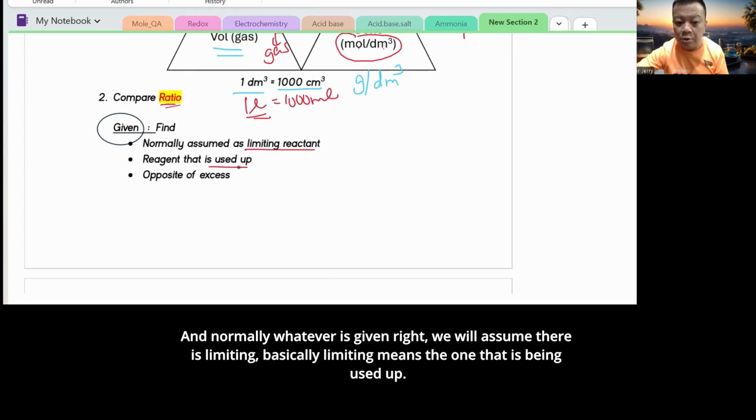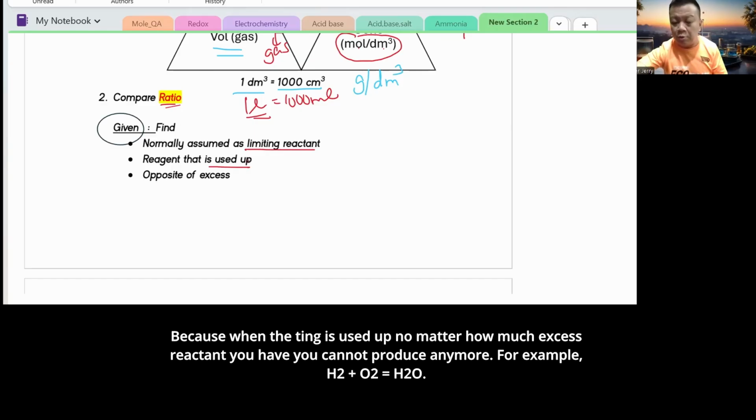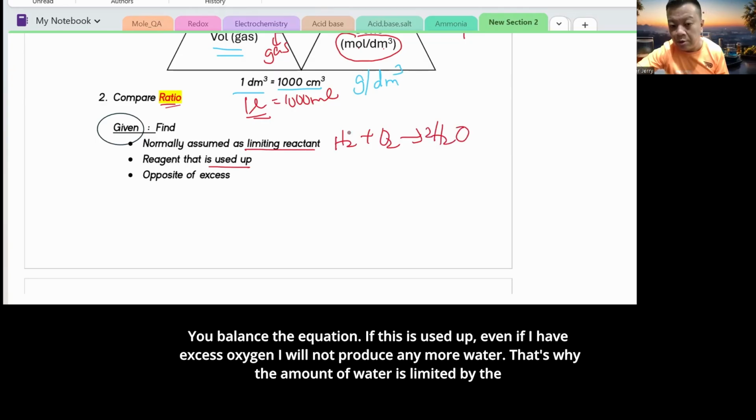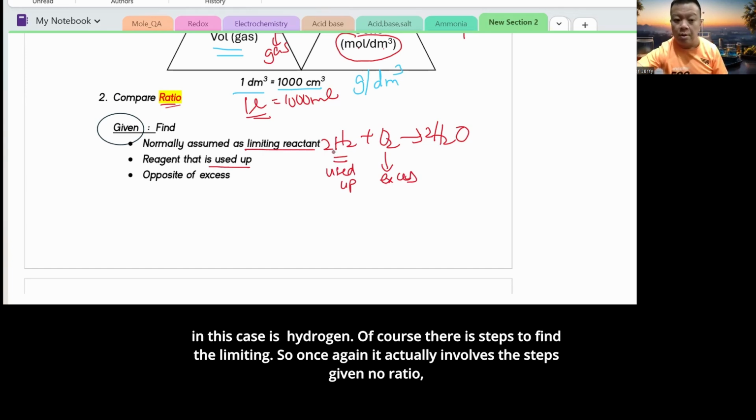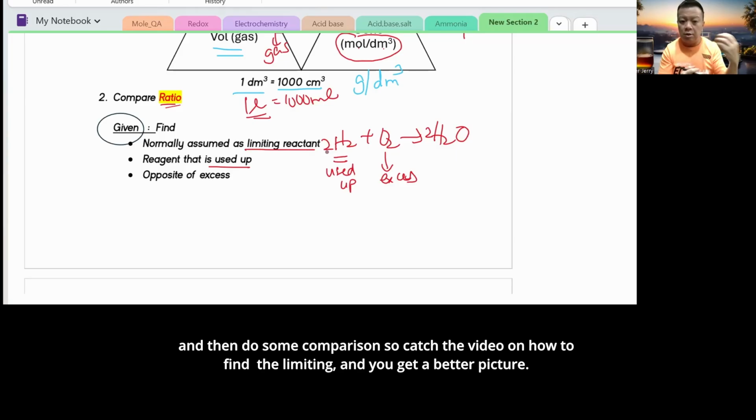Basically, limiting means the one that's being used up. Because when it is used up, no matter how much excess reactant you have, you cannot produce any more. For example, H2 plus O2 gives you H2O. We balance the equation. If the hydrogen is used up, even if I have excess oxygen, I will not produce any more water. That's why the amount of water is limited by the one that's been used up. In this case, it's your hydrogen. Of course, there are steps to find the limiting reactant. Once again, it involves the steps of getting mole ratio and then doing some comparison. So catch the video on how to find the limiting reactant, then you get a better picture.